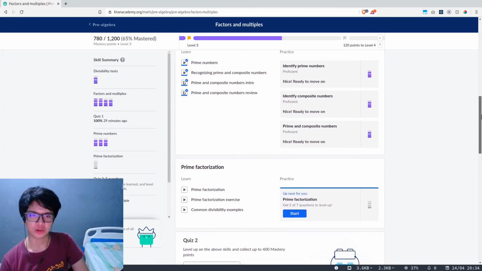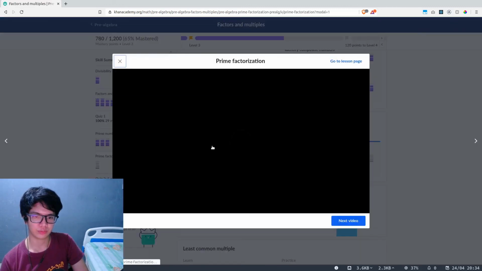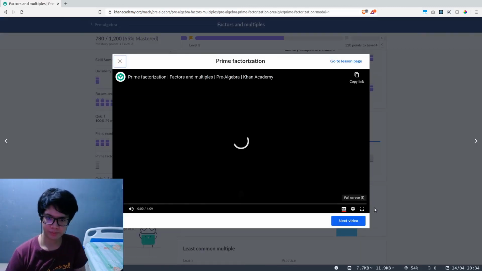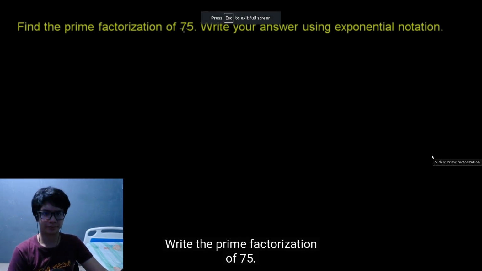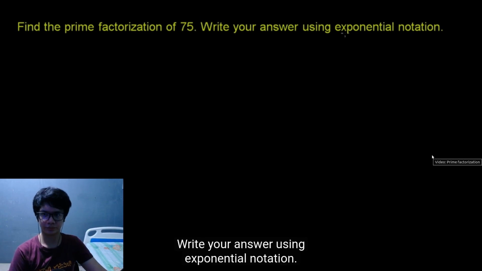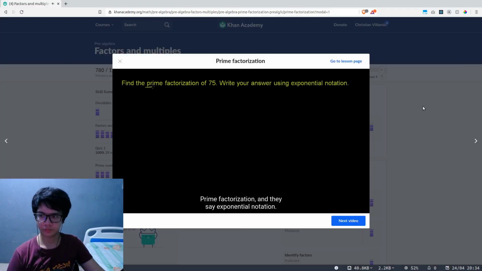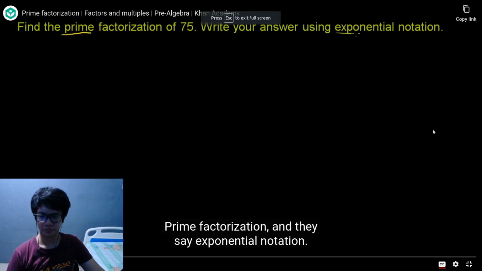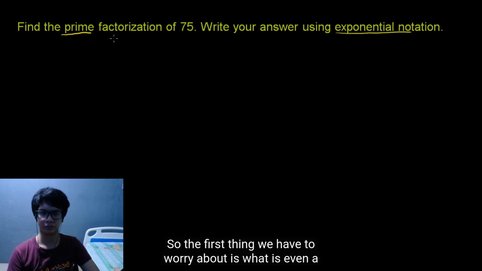Okay, prime factorization. Write the prime factorization of 75. Write your answer using exponential notation. So we have a couple of interesting things here. Prime factorization, and they say exponential notation. We'll worry about the exponential notation later. So the first thing we have to worry about is what is even a prime number.